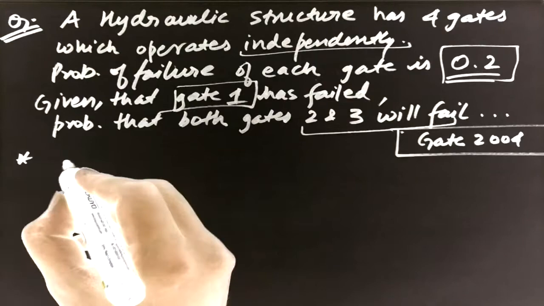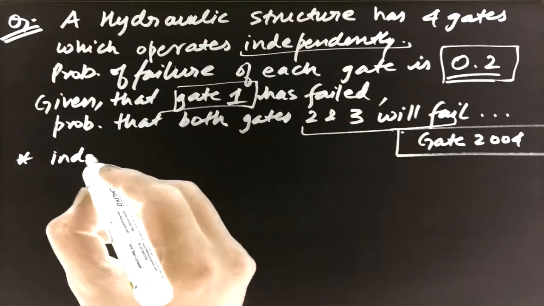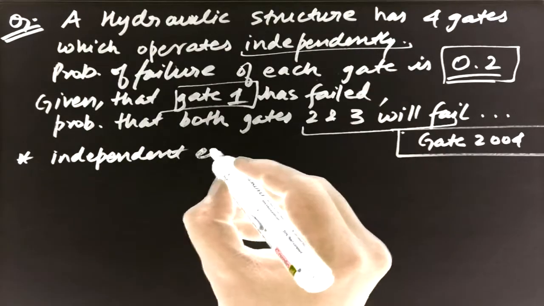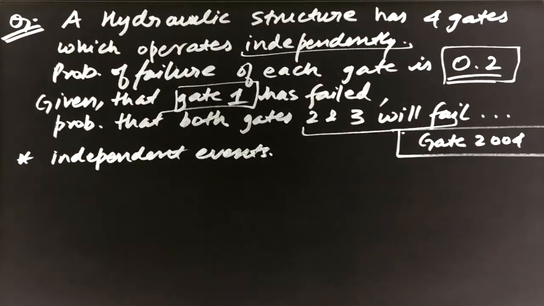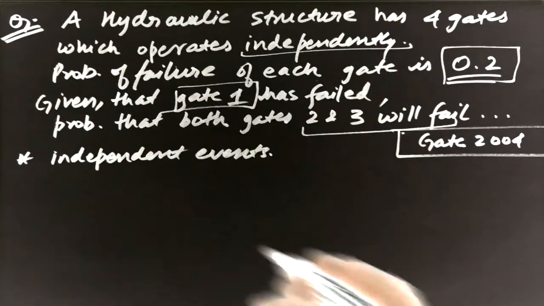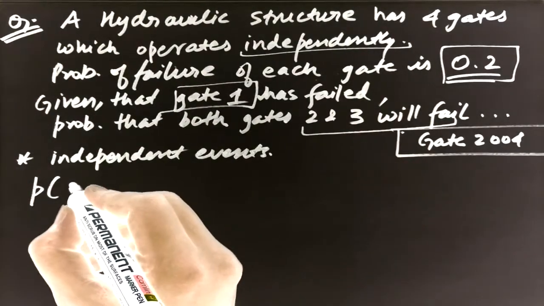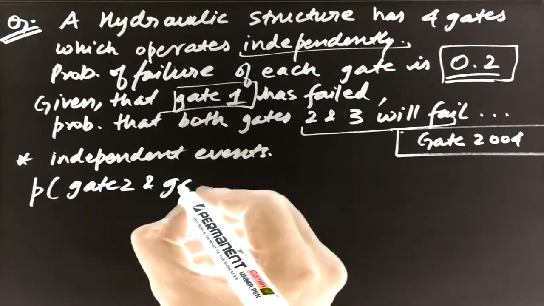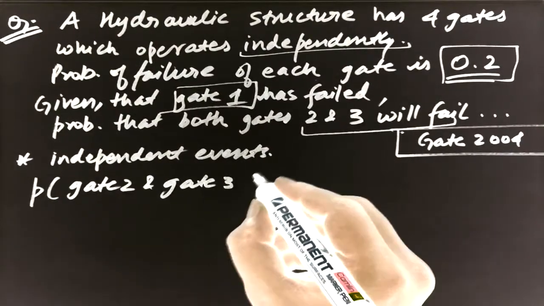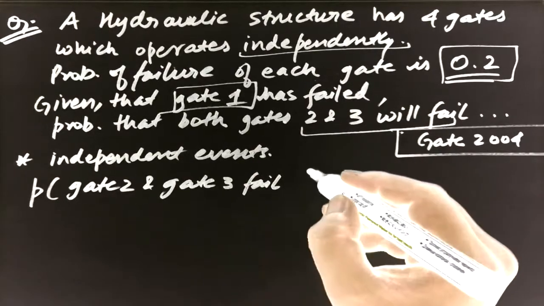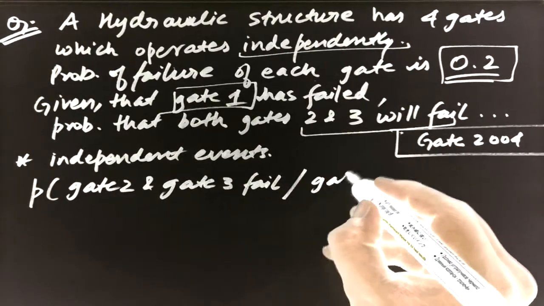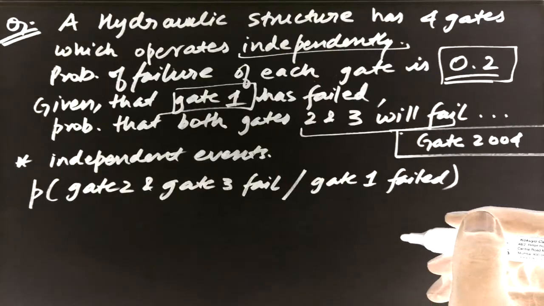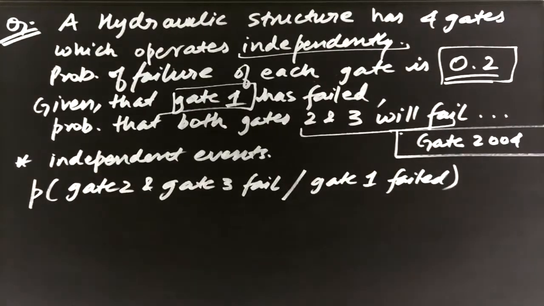First of all, these are independent events. All these four gates are independent of each other. So the probability of gate 2 and gate 3 failing when gate 1 has failed. You have to find this.